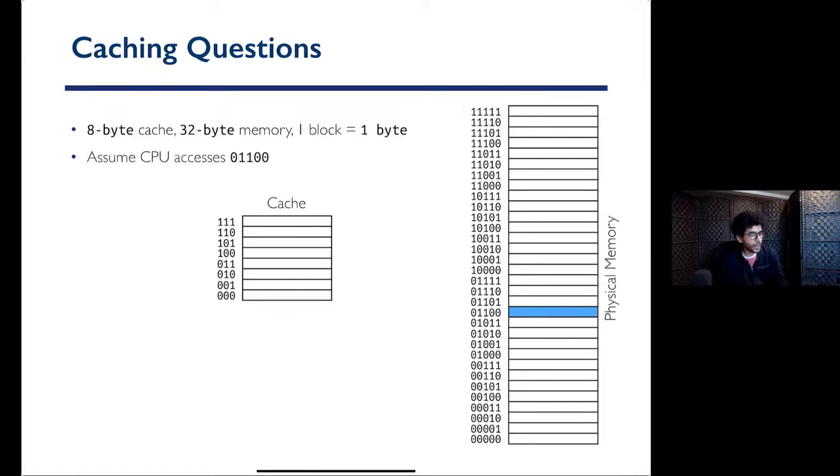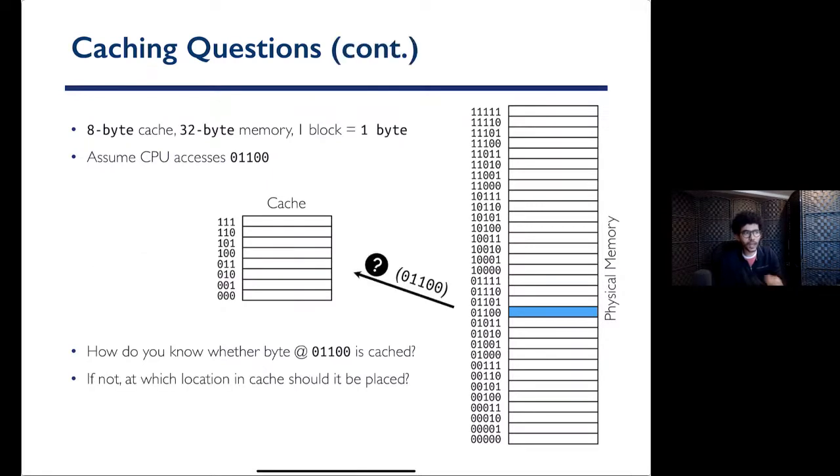Now, let's assume that the CPU accesses this particular address, 01100. The first question is, how can I know if the data is cached in my cache? Where should I look? The second question is, let's assume that I look it up and it's not in my cache, and I want to bring it up to my cache. Where should I put it?